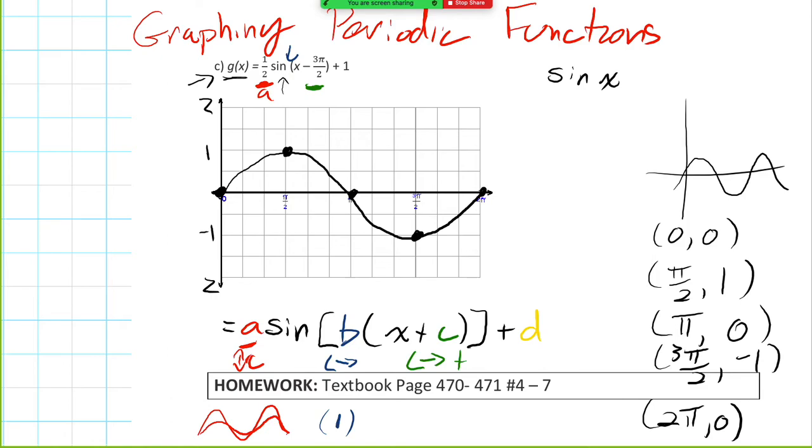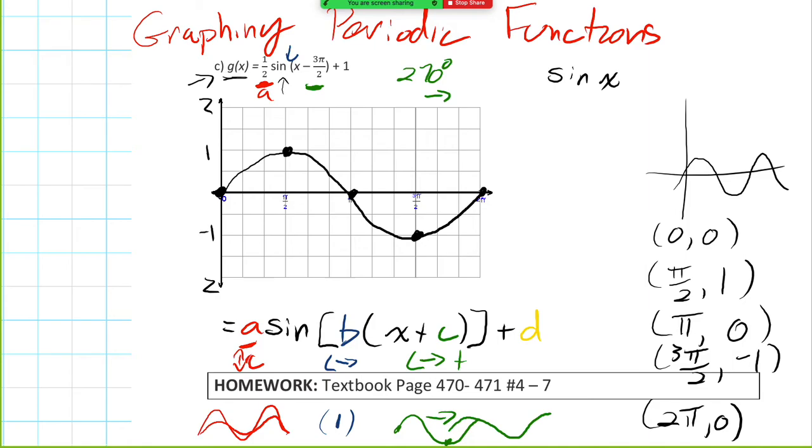Our c, which has to do with horizontal translations, says negative 3 pi over 2. Think of that as if it was degrees, like 270 degrees. Because it's negative, it's actually going to go to the right. So if this was our original function, since from here to here is about 260, the new function would start here and then go through the same process. So we have this shift to the right of the function.